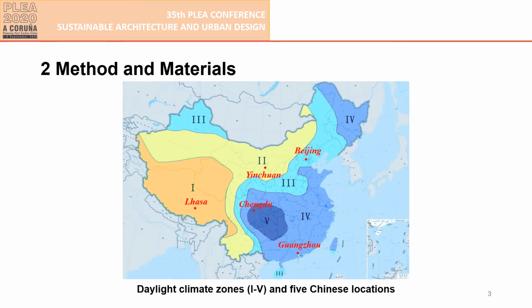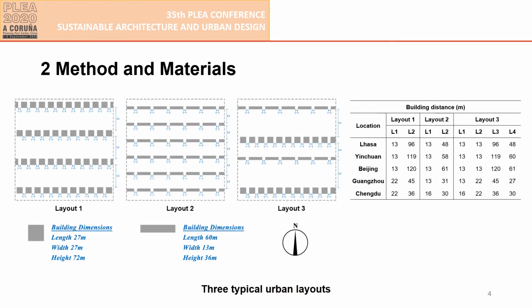This figure presents Chinese daylight climate zones 1 to 5. Zone 1 gets the most annual average total illuminance, while Zone 5 gets the least. The 5 representative locations are Lhasa, Yinchuan, Beijing, Guangzhou, and Chengdu. 3 typical urban layouts in residential areas were studied.